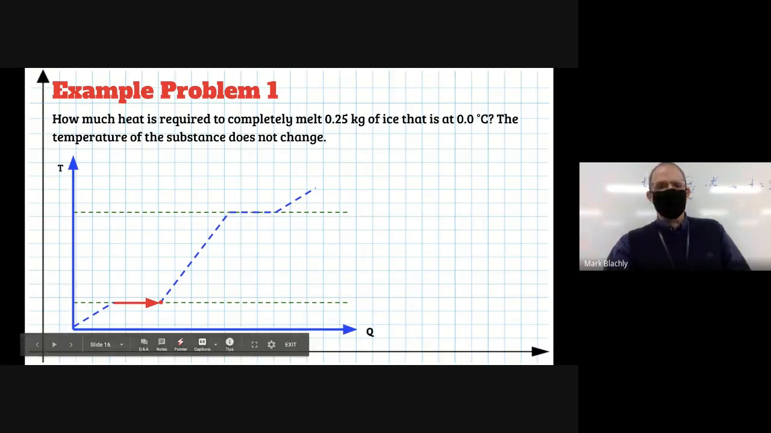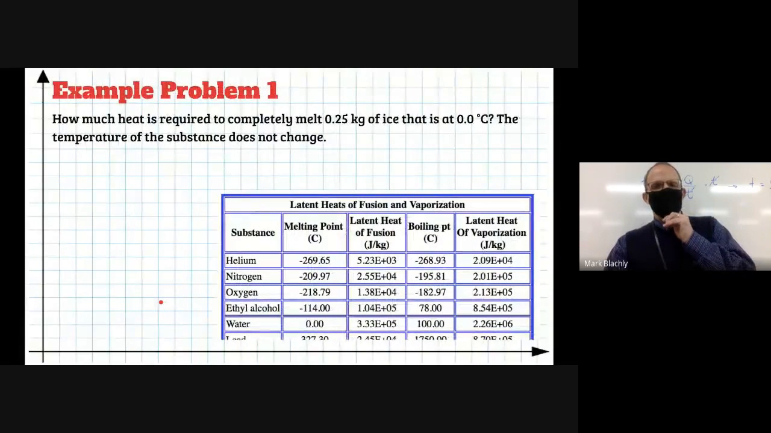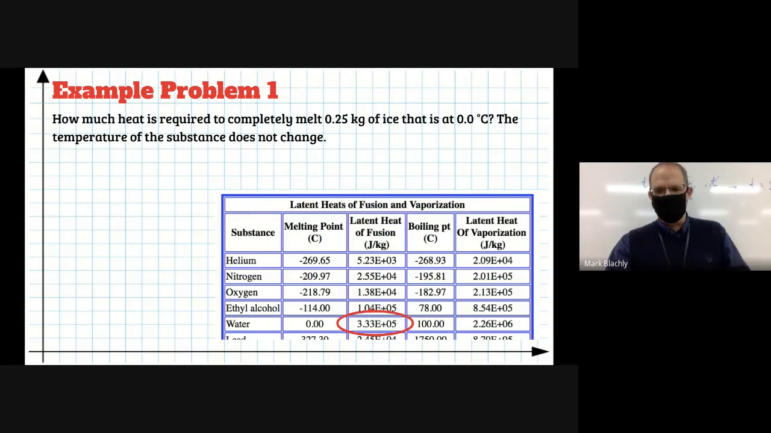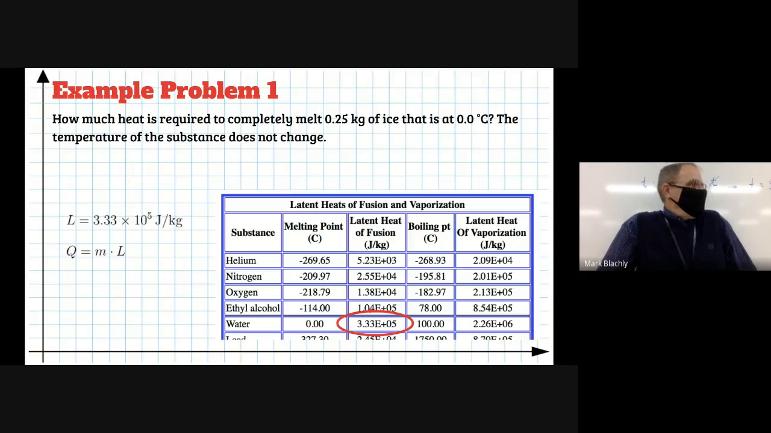Okay? Now, to find out how much energy that is, we've got to figure out what we're doing. Well, since it's water, ice is water, we're going to use this value for L. 3.33 times 10 to the 5th. So to find out how much energy we need, we just take M times L. So grab your calculator. Take the mass of the water, 0.25 kilograms, and multiply it by the amount of energy you need for every kilogram. So times 3.33 e to the 5th.